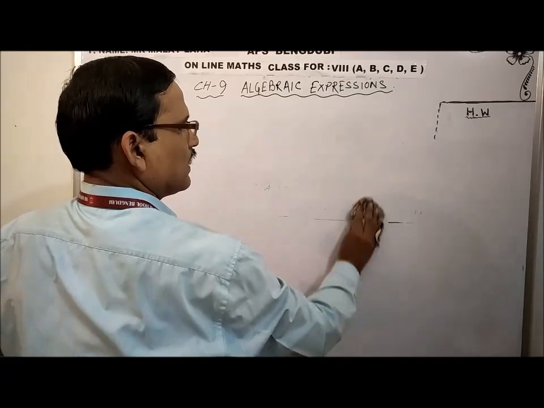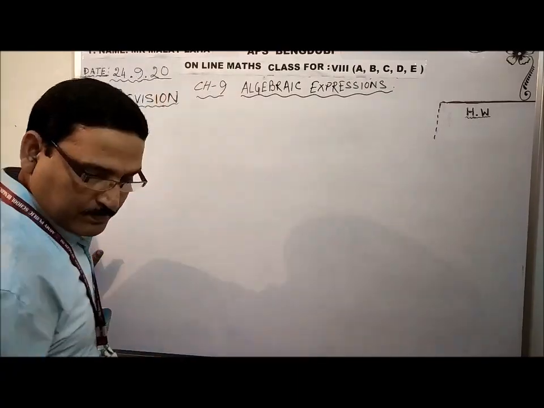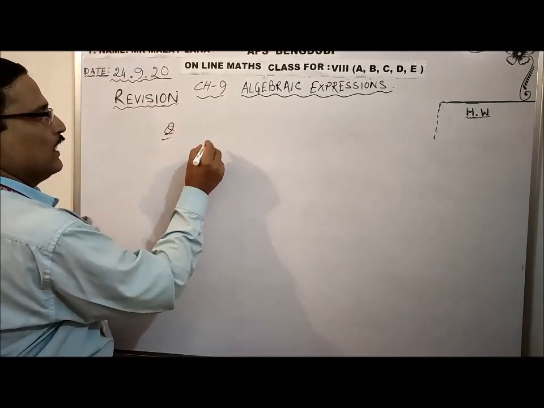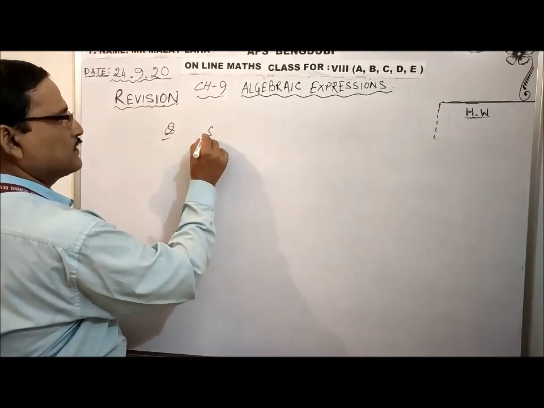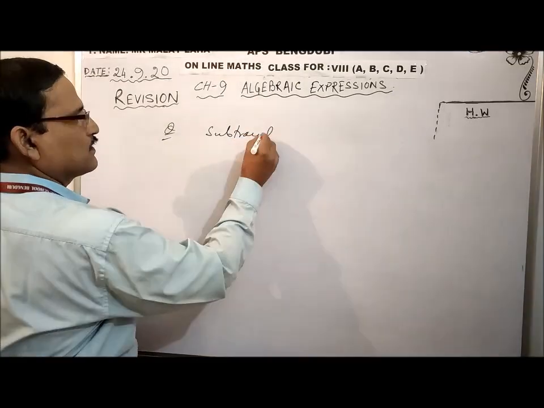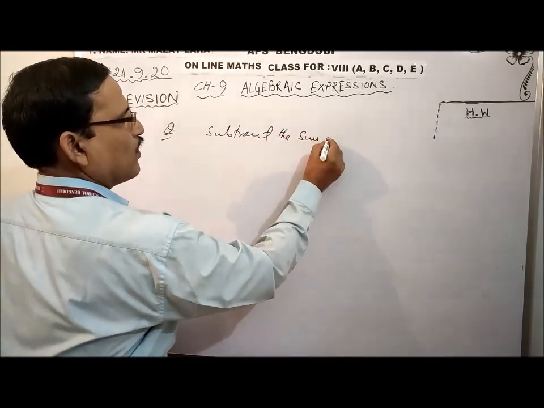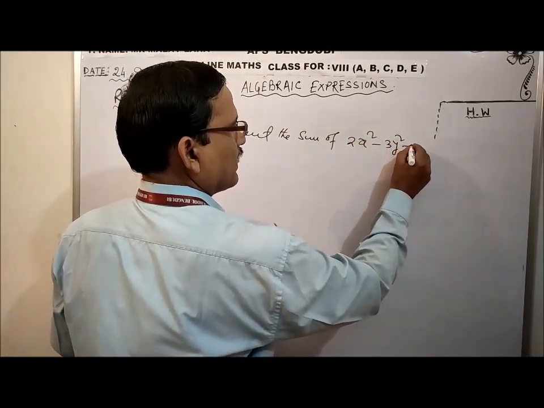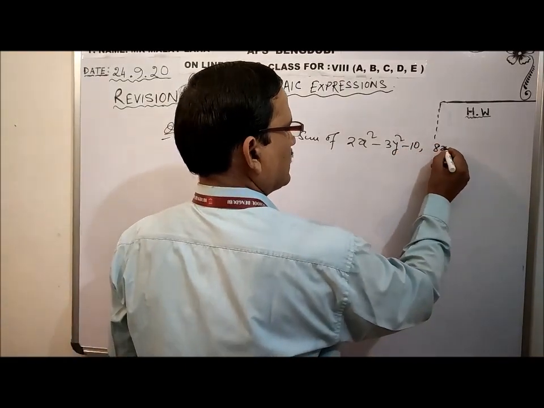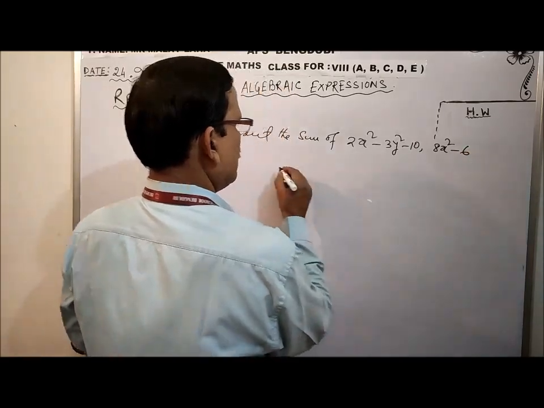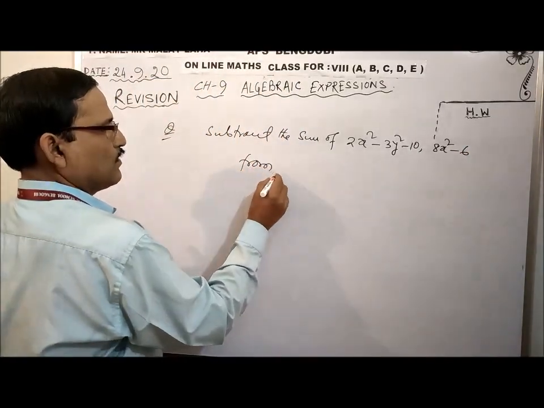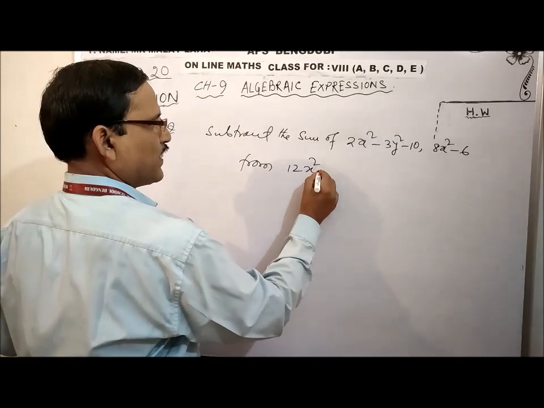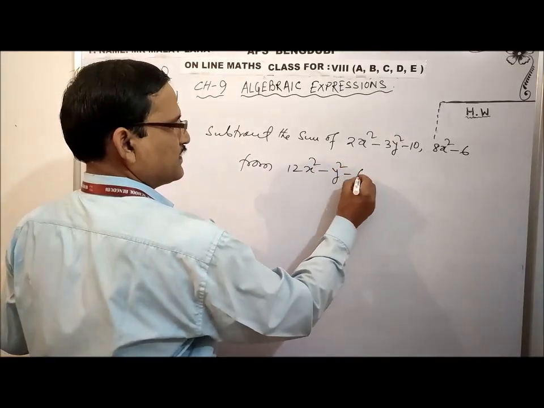Okay. What will you do? How will you solve it? Very simple if you follow my instruction. Okay. Question: Subtract the sum of 2x square minus 3y square plus 10, 8x square minus 6. Okay, from what? From 12x square minus y square minus 6.